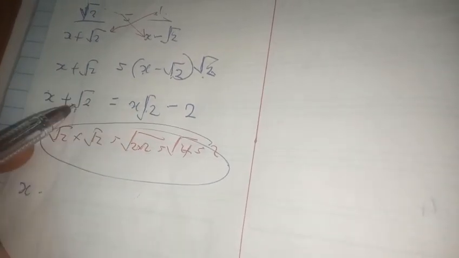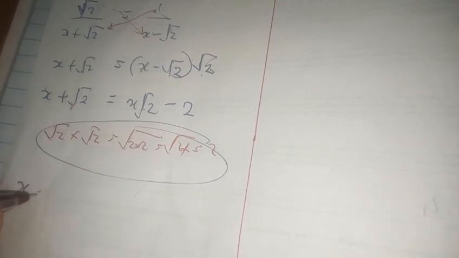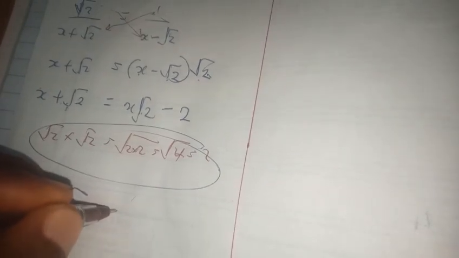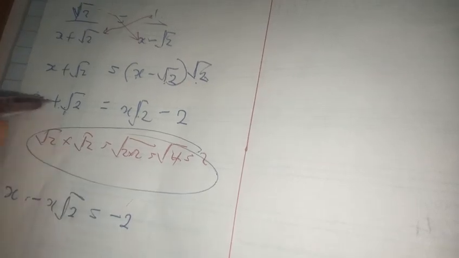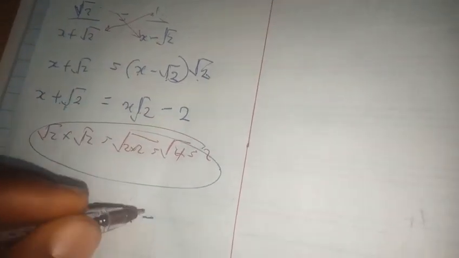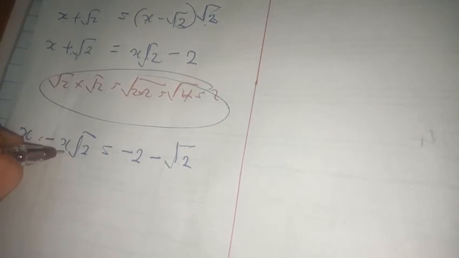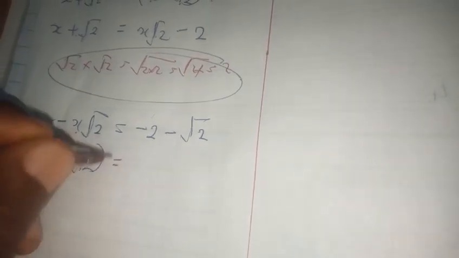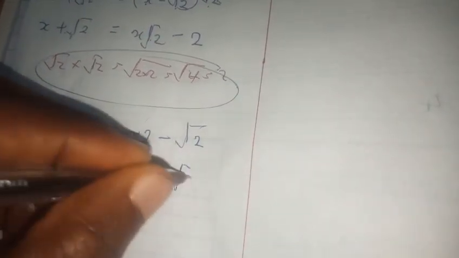So the x, this is going to cross to this way. We have x plus root 2x. This is going to be minus negative x root 2 is equal to minus 2 is going to cross to this way, minus root 2. So in this case, we'll then bring out the common factor. Here is x. So x is out. So here we have 1 minus root 2 is equal to minus 2 minus root 2.